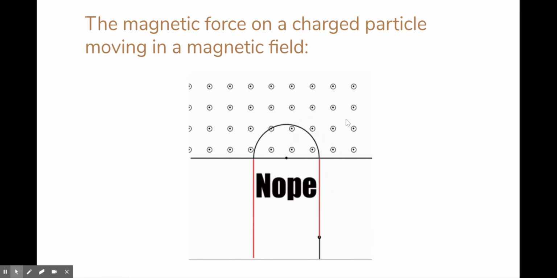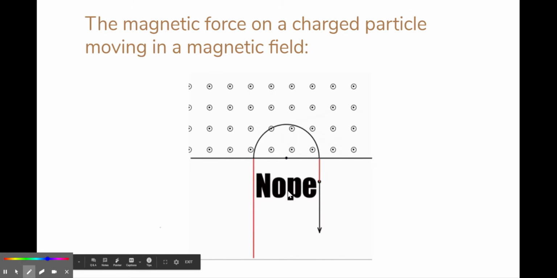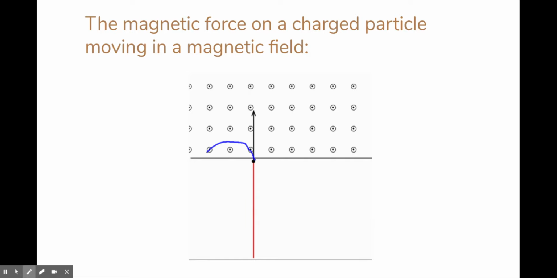If you predicted that it's a negative charge, then you're correct. The left hand works for this situation. If you try to apply the rule with your right hand, you'll find that positive charged particles should move in the opposite direction.